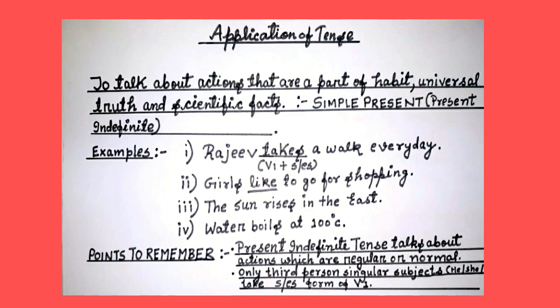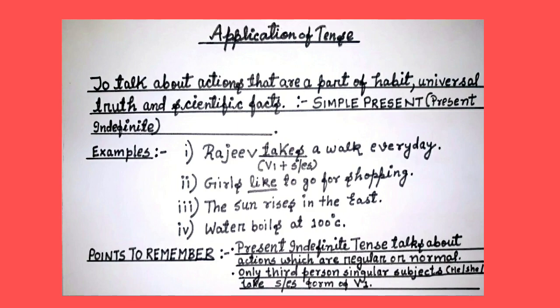So please remember this point, dear students, that whenever the subject is third person in singular form, in simple present tense, we will use the S or ES form of the verb. But if the subject is plural in present indefinite tense, we will just use the base form of the verb.